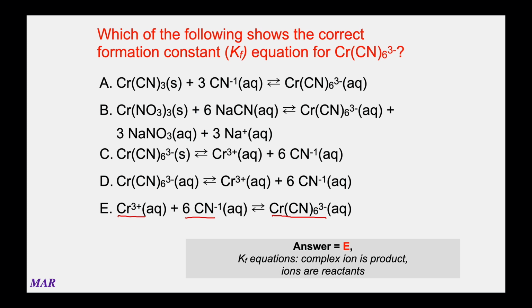There was no mention of solids, so a lot of these are just honestly kind of silly. Answer D would be more like a KSP expression. It's the opposite of what we need here. In a KSP, the solid would be the reactant and the ions that go into it are the products. But for formation constants, KFs, you want to have the complex ion be the only product, and whatever is needed to go into it will be the reactants.